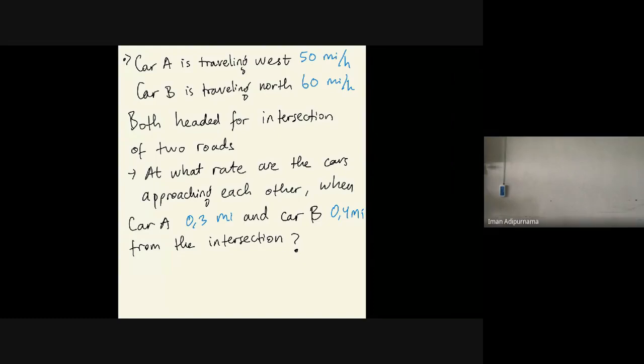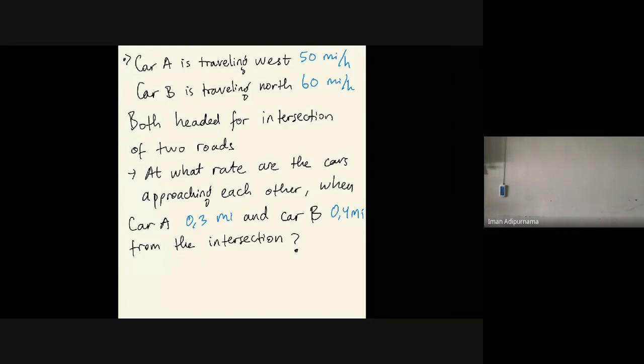So the question is asking at what rate the cars are approaching each other when car A is 0.3 miles and B is 0.4 miles from the intersection. So you have an intersection, and from this point of intersection, 0.3 and 0.4 toward it are A and B. So when car A and car B are at that point, what is the rate of change? It's not asking necessarily the rate of change in A or in B, but both.